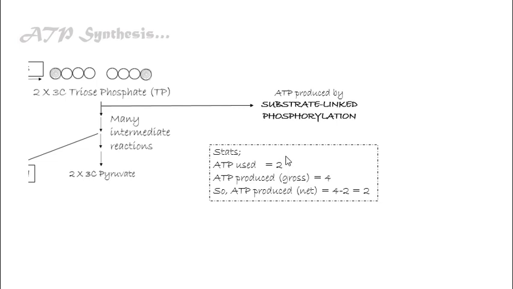However, since 2 molecules are already used at the beginning, in order to calculate the overall manufacture or the net manufacture of ATP, we need to subtract the total amount used from the total amount produced, meaning the net production of ATP is equal to 4 minus 2, which is 2. Therefore, simply we can say glycolysis produces a net or overall value of 2 ATP molecules.